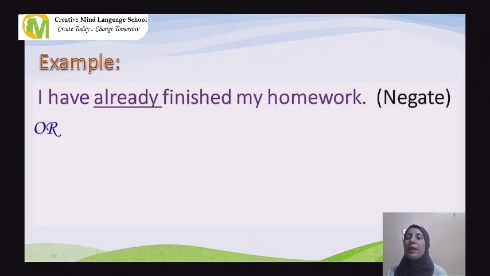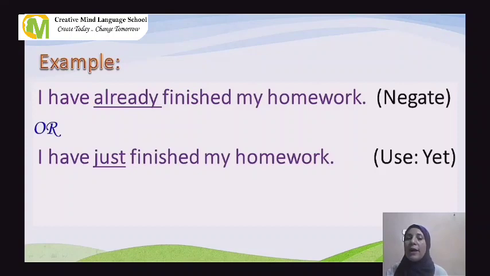I have already finished my homework. Here I ask you to negate, to give me the negative form of this sentence. Or, I have just finished my homework. Use yet. If you would like to answer these two questions, if I told you to negate or to use yet, here is the answer.